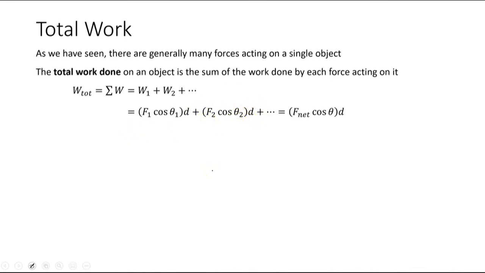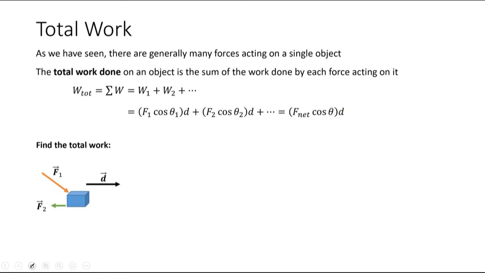The next way you can think about it is by noticing that you have F1 cosine theta 1 plus F2 cosine theta 2 all multiplied by D. And it turns out that this is really going to be the net force multiplied by cosine of theta, which is the angle between the net force and D. So those are our two options for calculating the total work done by multiple forces. So let's look at the two options in more detail here.